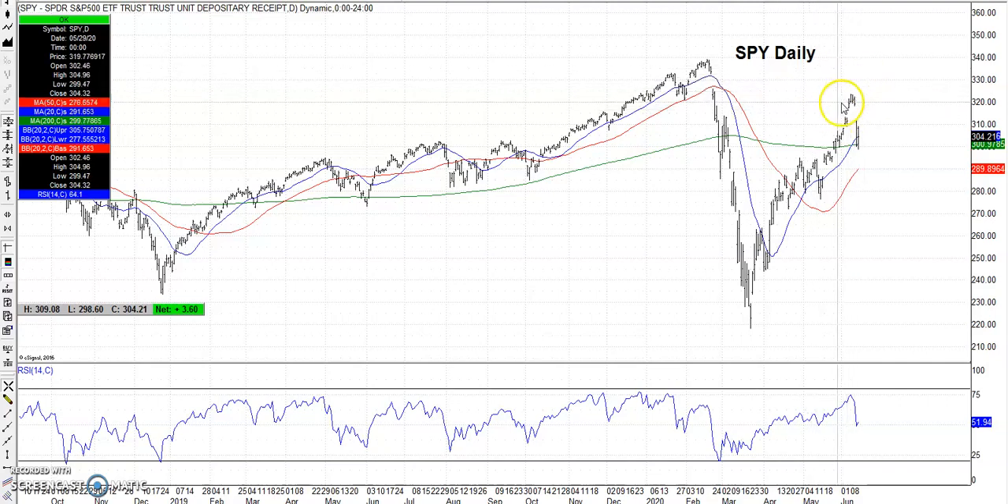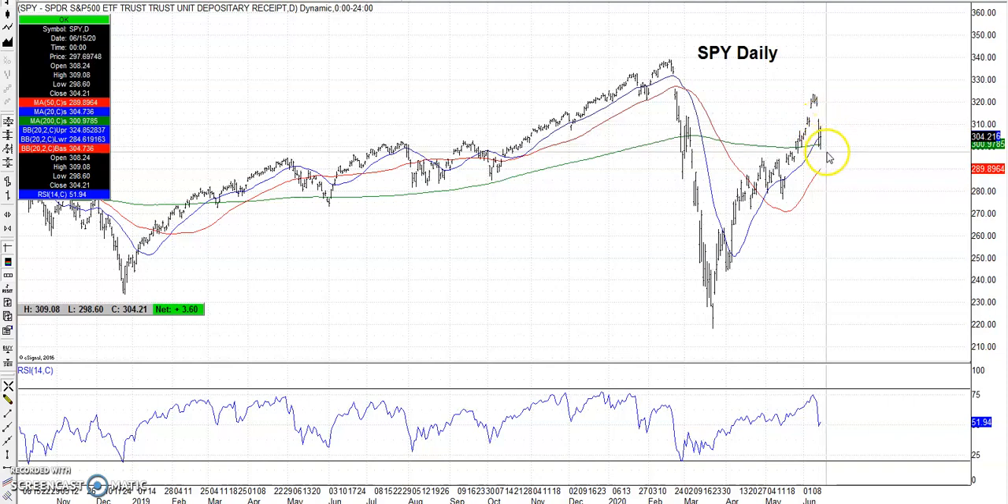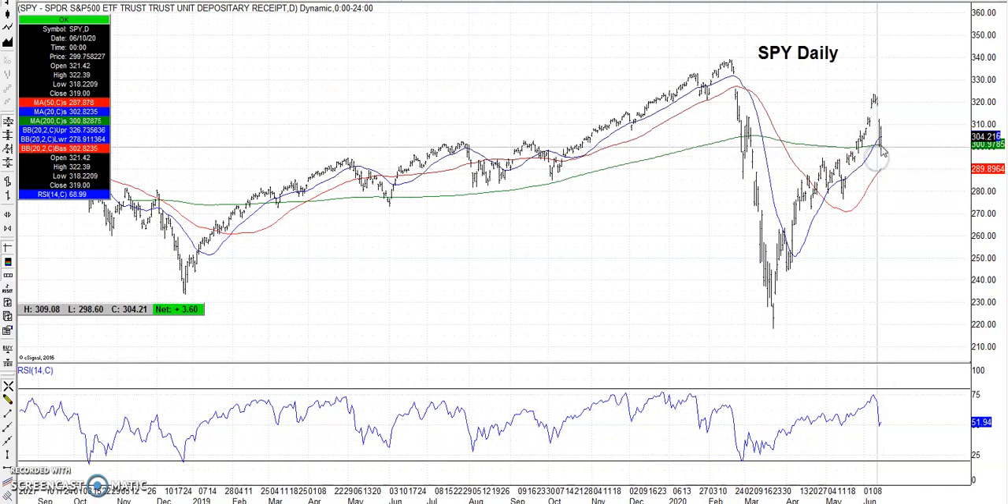So we have this island top reversal, got the move down. So we've got the line in the sand again here, the 200-day moving average. It stopped right on that line. So we'll see what happens on Monday, Tuesday. Do the bears have the momentum to push it down to maybe the 50-day moving average here, or is it going to bounce? A couple more days of trading, we'll see.